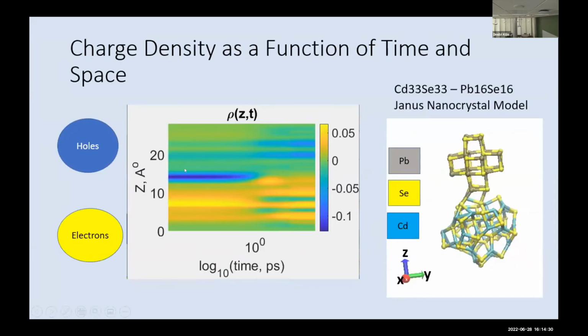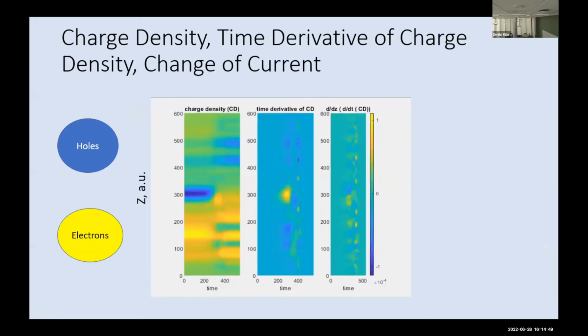We can also see charge density as a function of time and space. Here on the right, I have the model I was using for my research, which is a Janus particle with a cadmium selenide and a lead selenide nanocrystal together. But here on the left, our holes are blue and electrons are yellow. We can have graphs for our charge density, the time derivative of the charge density, and the change in the current, respectively. This is the graph from earlier, and a note here is that the time derivative tells us that yes, there's some change taking place at some point in time.